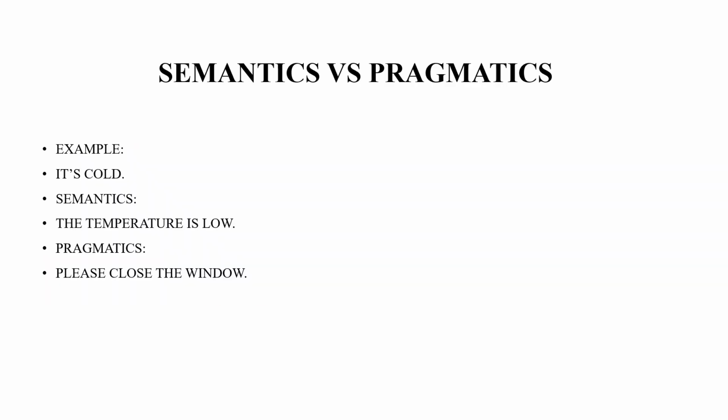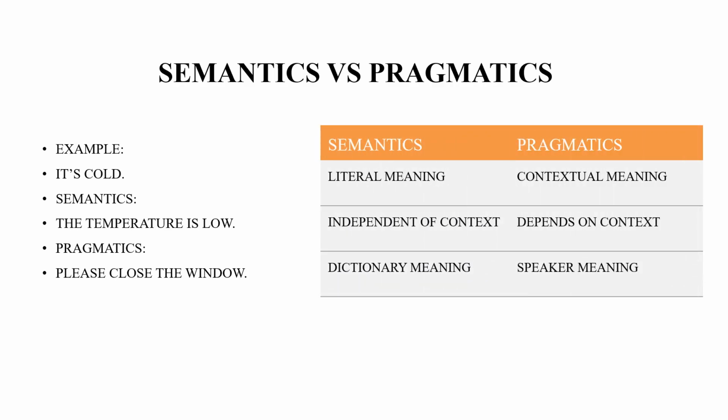Look at the following example. It's cold. In semantics, this means the temperature is low, but in pragmatics, it means please close the window. This is one of the biggest differences in linguistics. Semantics focuses on what words literally mean. Pragmatics focuses on what speakers intend to communicate.